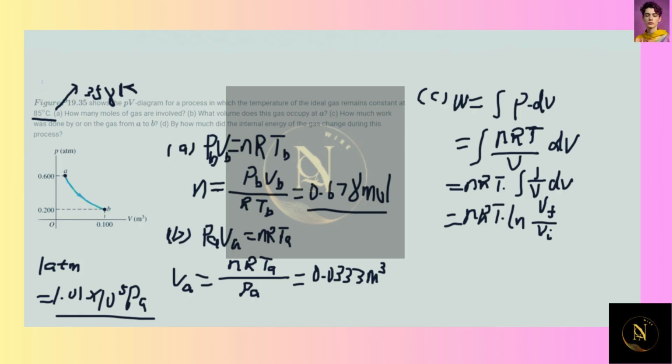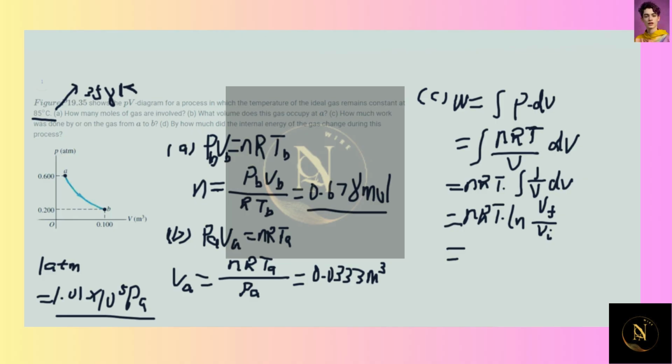So we already know the number of moles, we know the temperature, and we know the R constant, and we know the initial volume, which is this one, and we know the final volume. So we can calculate this result directly. Let me use the calculator and see how it is.